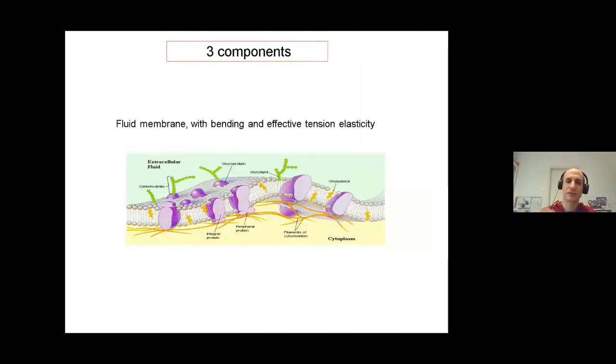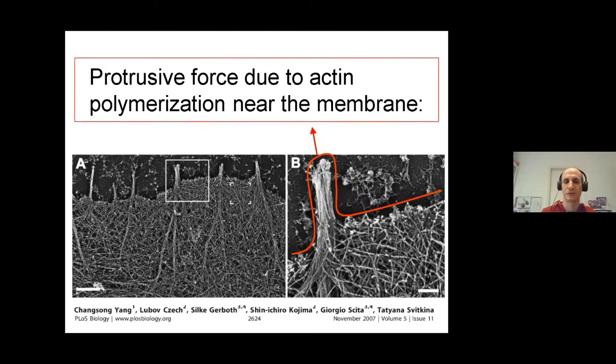So we'll consider three components: the fluid membrane, which we already saw in the previous part, bending, of course, and effective tension and elasticity. And then there are the forces. So if you peel the membrane of a cell, not a red blood cell, but a real cell, a cell that has all the cytoskeleton and organelles inside of it, you can actually see this mass of filaments.